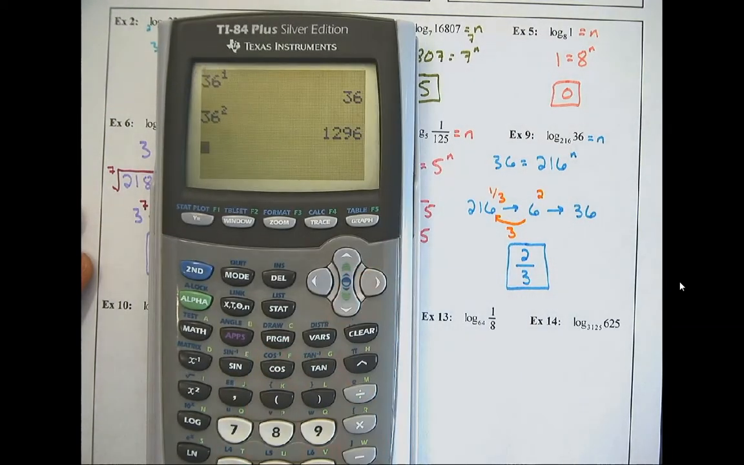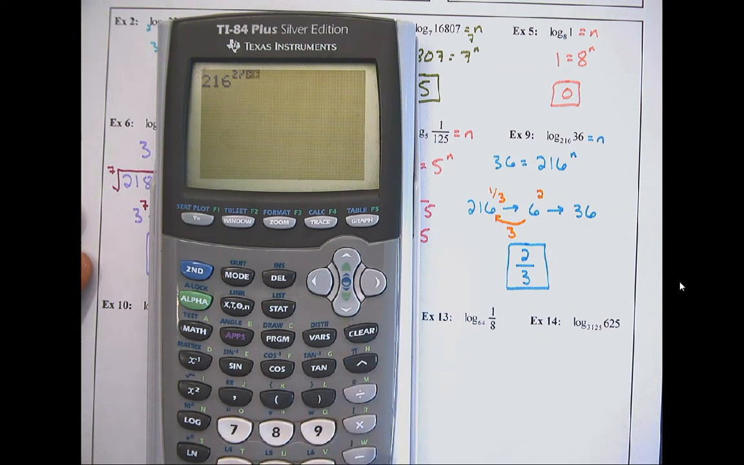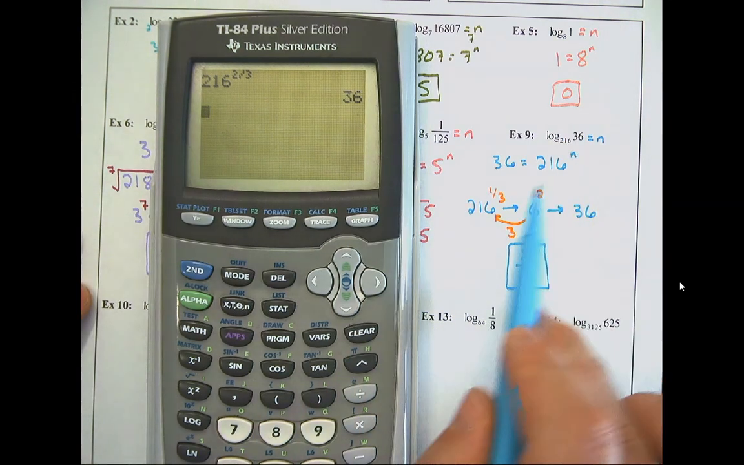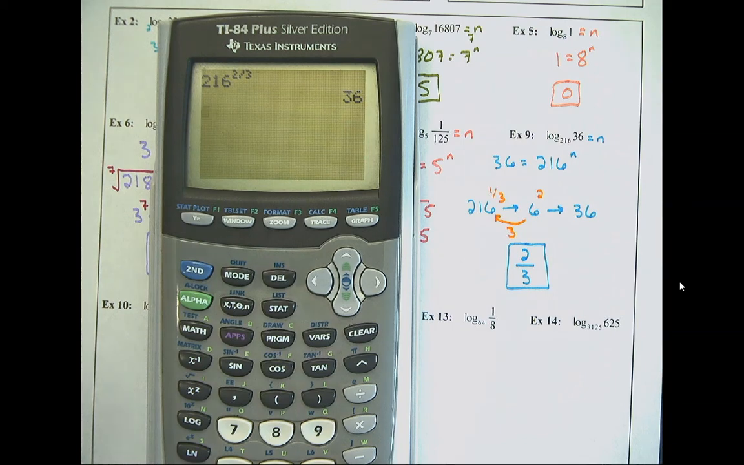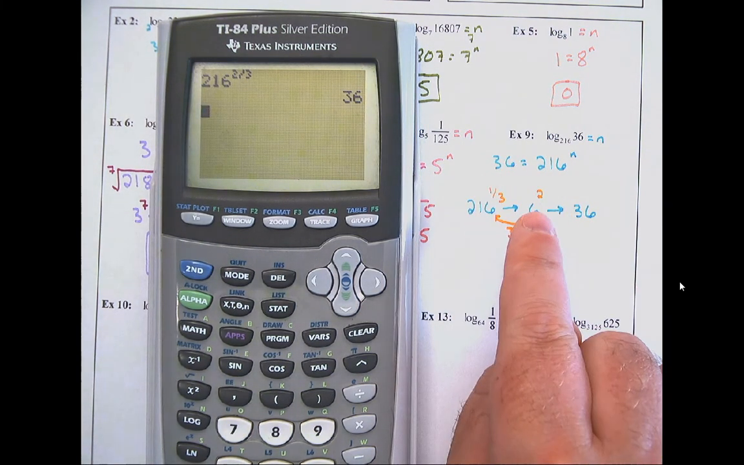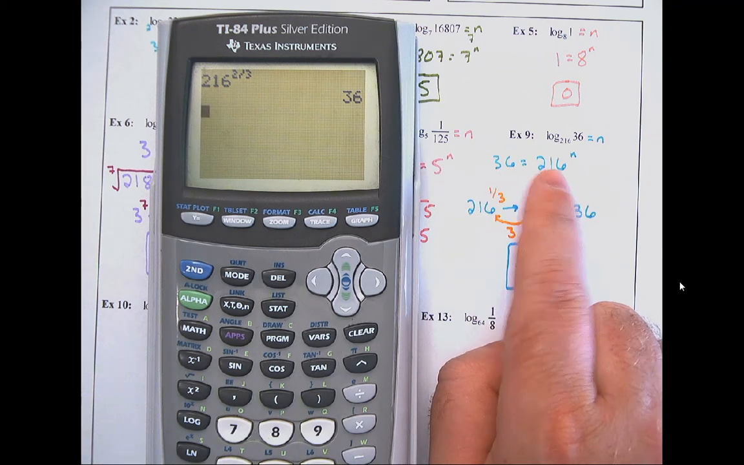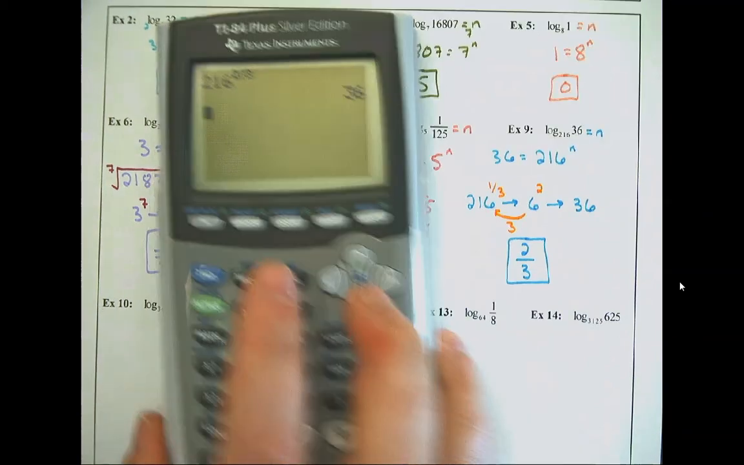Now remember, you can always just check these to see if they work. 216 to the 2/3 is 36, which is what I wanted to do at the beginning. So when you can't find an easy path, try to find another number that you can use as a stopping ground to go in between the other two.